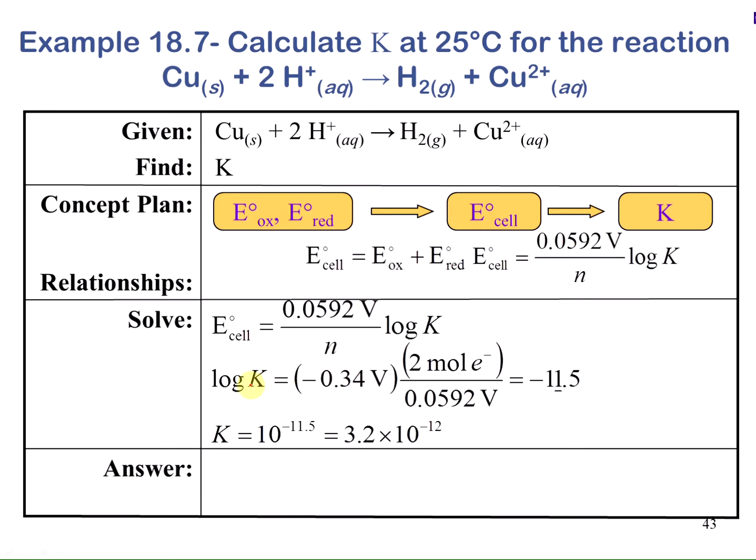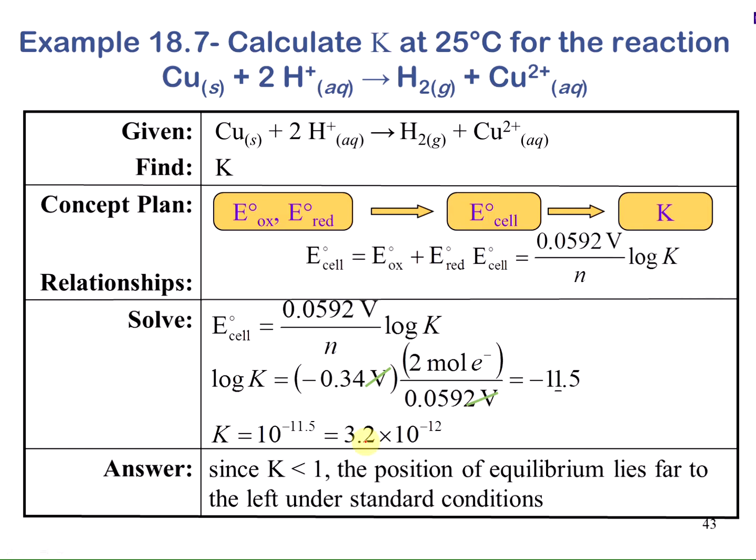So as I solve for my log K, I get a negative 11.5. And so to get rid of the log, I take 10 raised to the negative 11.5, and I get a K value of 3.2 times 10 to the minus 12. So my volts cancel out. And then because the equilibrium constant is less than 1, the position of the equilibrium lies far to the left under standard conditions.